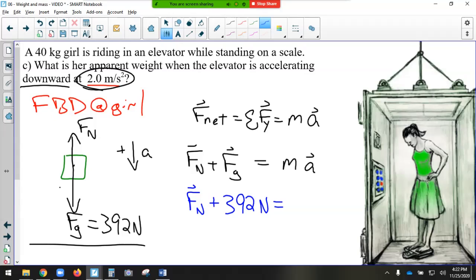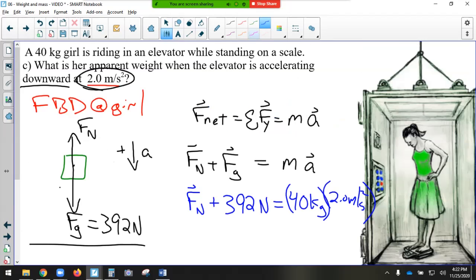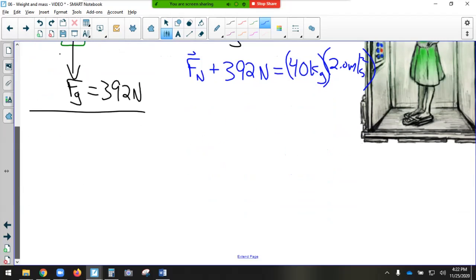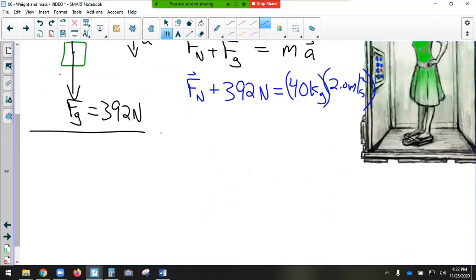We're using more or less the same values as before, but I'll write it out separately. So 40 kilograms multiplied by 2.0 meters per second squared. Except this time we're going down. This will give us 80.